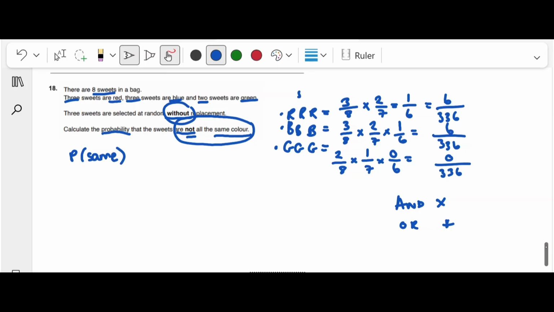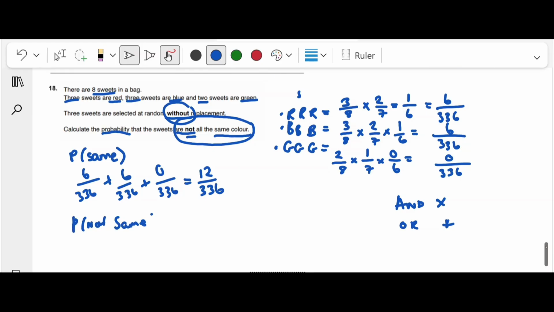So the probability they are the same is going to be 6 out of 336, add 6 out of 336, add 0 out of 336, and that is going to be 12 out of 336. So that's the probability they are the same colour. So the probability that they are not the same colour is going to be 1 minus the probability that they are the same, because probability adds up to 1.